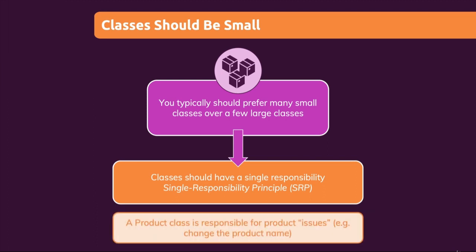The general idea simply is that a product class, for example, should be responsible for product-related issues. For example, changing the name of a product, not for changing the name of a user, for example. This might sound trivial, but it is easy to mix up these different concepts in reality.